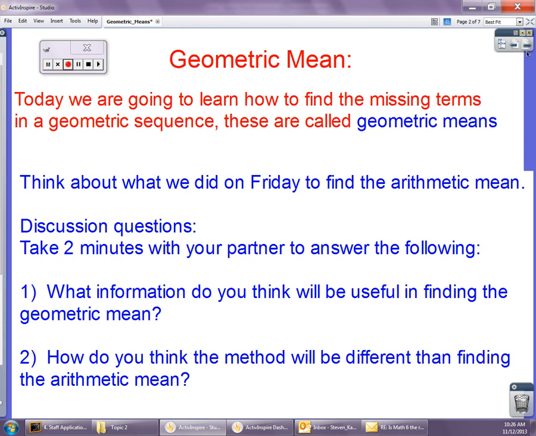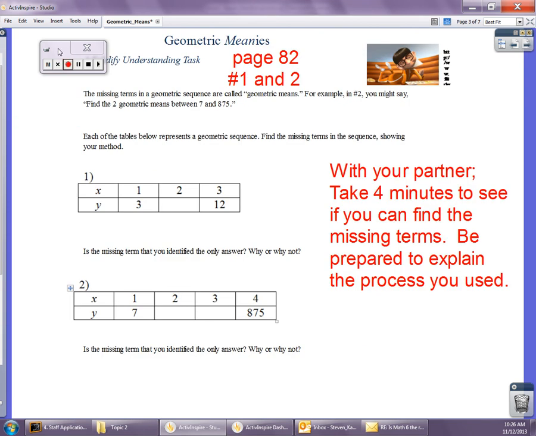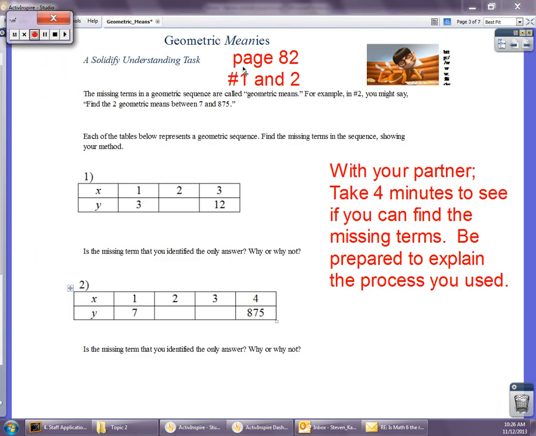So hopefully by now you got a chance to do that. We'll have a little task for you. This is on page 82. What I want you to do with your partner is, these are geometric sequences. And without learning how to do it, I want you to take about 4 minutes and see if you could figure out a way to find the missing term, to find out what should go in terms 2 and 3, right here and here.